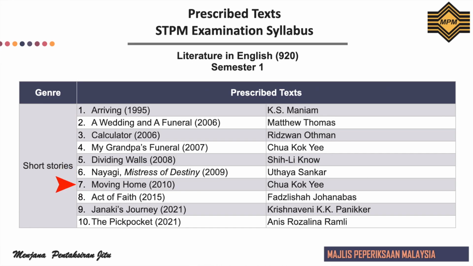This is followed by number 7, Moving Home in 2010 by Chua Kok Yi. 8, Act of Faith, published in 2015 by Fazli Shah Johanabas. 9, Janaki's Journey, published in 2021 by Krishnaveni K.K. Panika. And finally, number 10, The Pickpocket, published in 2021 by Anis Rosalina Ramli.